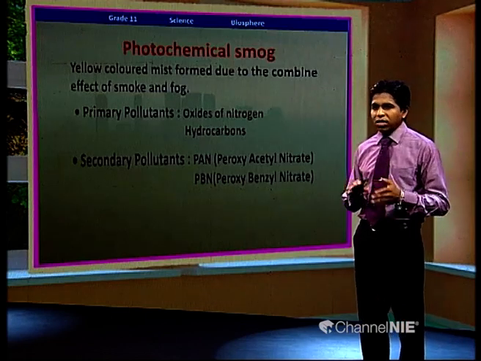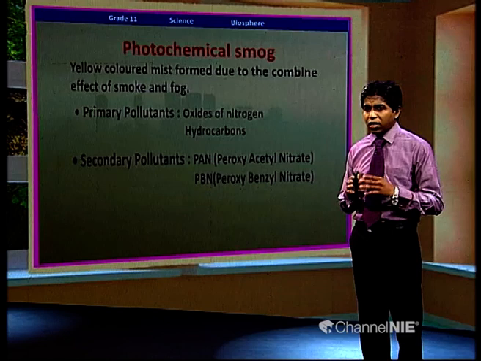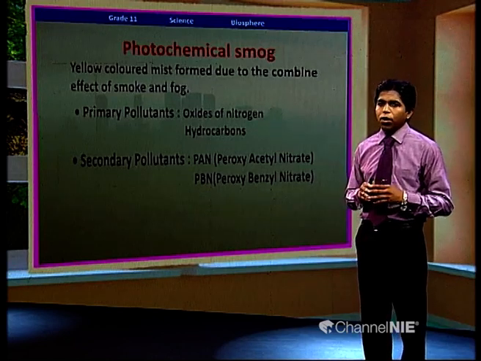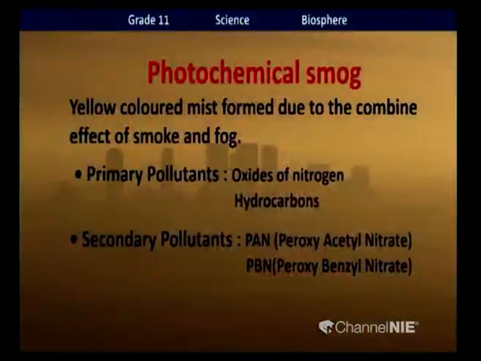So you don't need to memorize these chemical names, secondary pollutants, but you should know what are the primary pollutants. Basically oxides of nitrogen and hydrocarbons are the major pollutants which cause photochemical smog. So what is smog? It is a combination of smoke and fog. It is a yellow colored mist formed in the atmosphere due to the combination of smoke and fog. We call it smog. Most of the industrial cities, we can observe this photochemical smog due to the increase of air pollution.